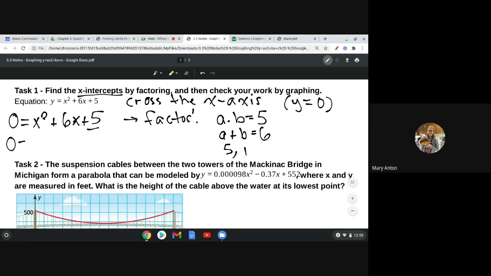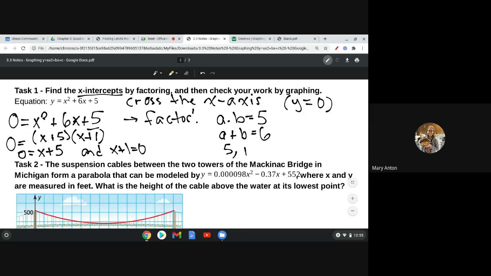So that means 0 is equal to x plus 5 times x plus 1. Now, how do we solve for x? You set both of them equal to 0. So x plus 5 is 0, so x equals negative 5.